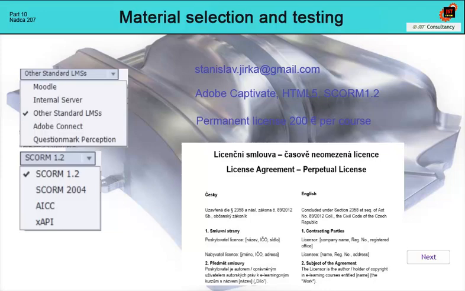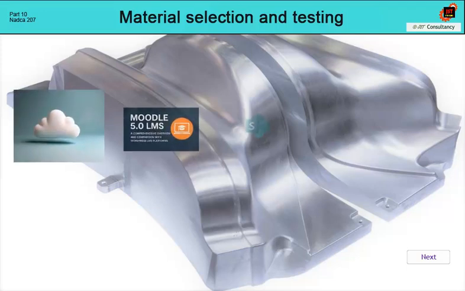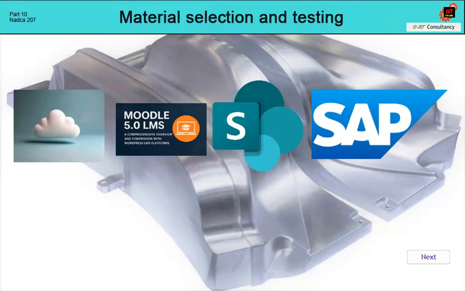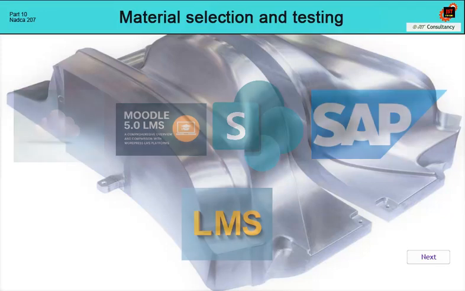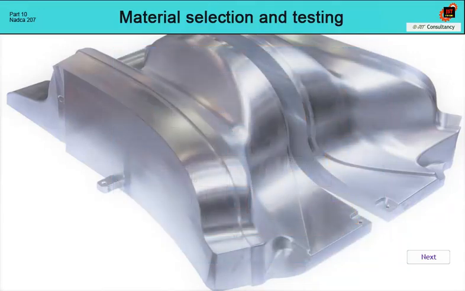The compressed zip file will be 50 to 200 megabytes in size, depending on the content of the course. You can then install this file in your corporate cloud or in Moodle LMS 5.0, on SharePoint or in the HR module of your ERP system, such as SAP, which can communicate with a learning management system, LMS, that meets the LMS specification. In this case, you will be able to prepare a training plan for each employee, including an evaluation of its implementation and success rate.